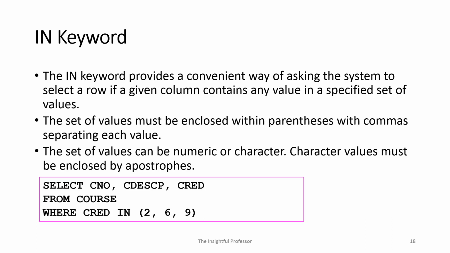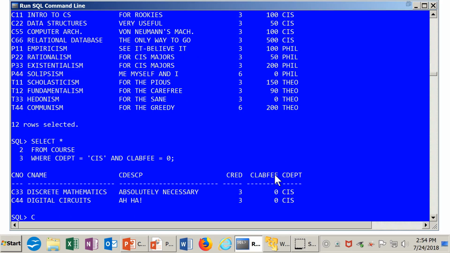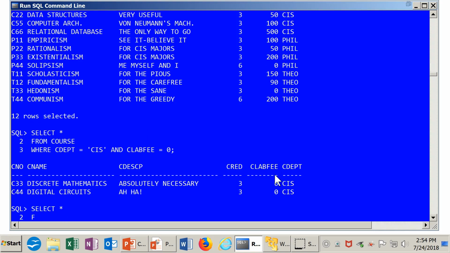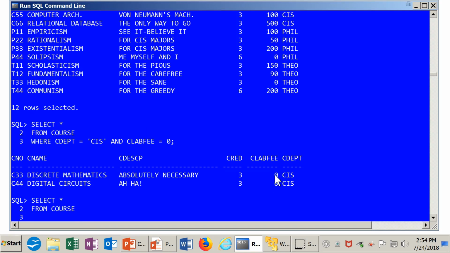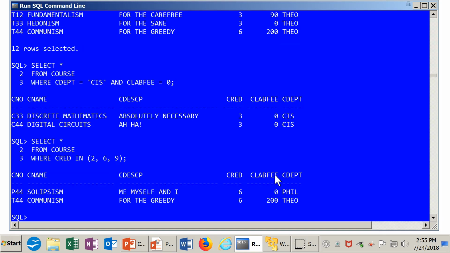So let's go and check this out. I'm going to go ahead and run a query that says, let's select everything from the course table. A little bit different than what we have here. I get all the columns. And what we're going to do is test that the credit is in 2, 6, and 9. And what we get is courses with 6 credits. Remember, we only have 3 credit and 6 credit.